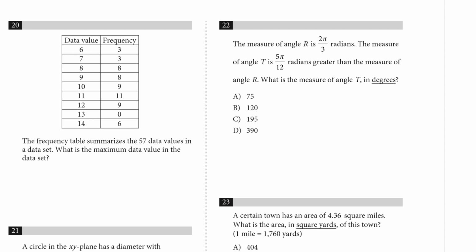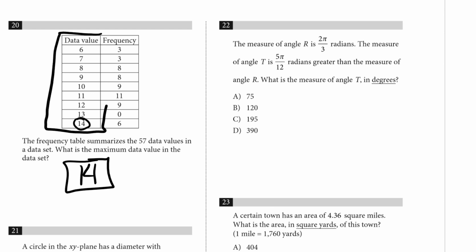Number 20. The frequency table summarizes the 57 data values in the dataset. What is the maximum data value in the dataset? So they're looking for the data value that is the highest, which will be 14. When they ask for the maximum data value in the dataset, you have to look at the column of data values, and you have to look for the highest number, which ends up being 14.